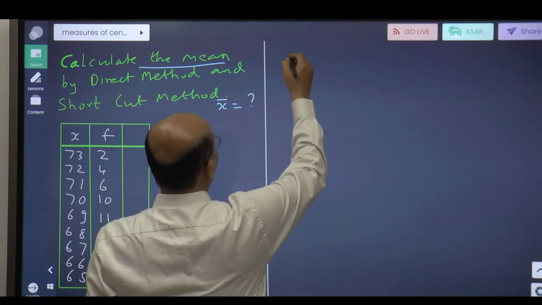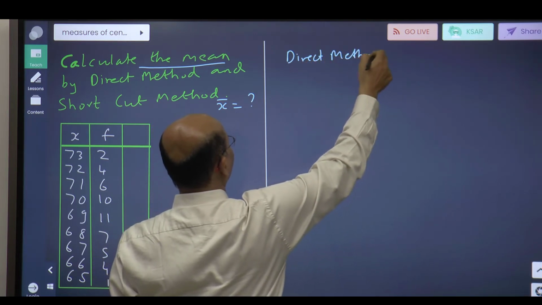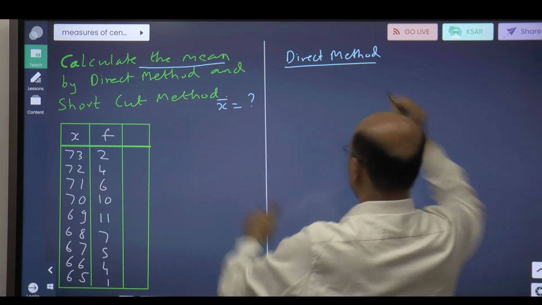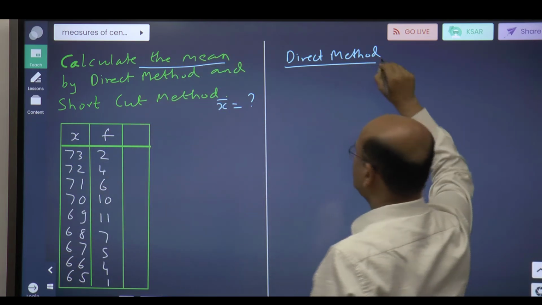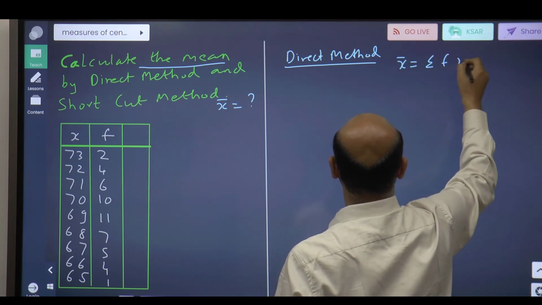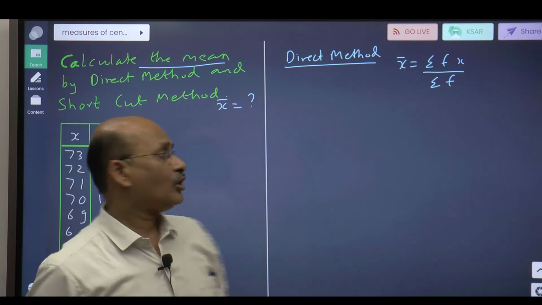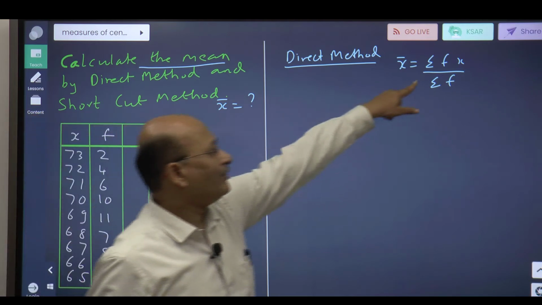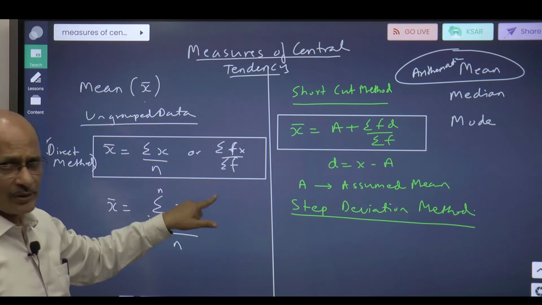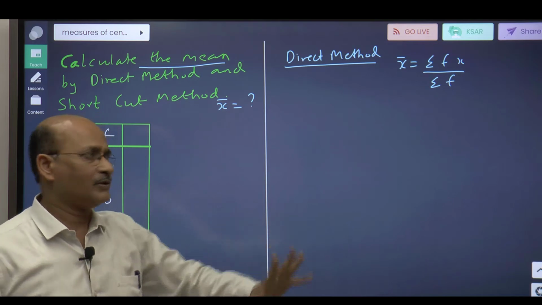Now the direct method, everybody knows. If you look at the formula, this is the data which every sum will have, the x and the frequency. The direct method says x bar is equal to summation of fx upon summation of f. This is important because the frequency is given to you. I have to use this formula. If you keep in mind summation fx upon summation f, it's very formulated, nothing to explain, 100% scoring.